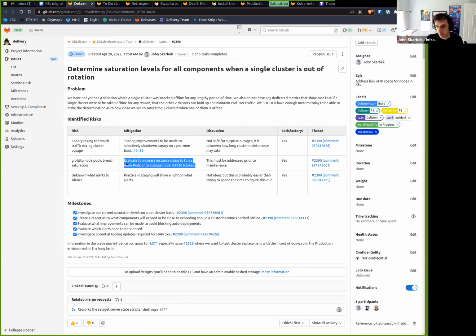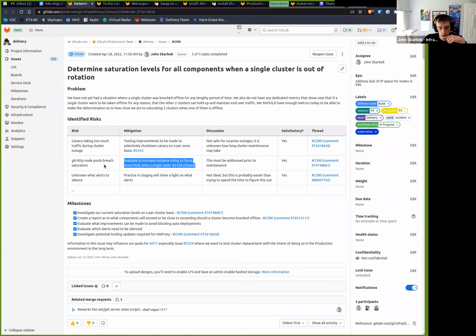So with 12% saturation across all three clusters, if I'm doing the rough math in my head correctly, we should be at about 25% saturation across two clusters when the Git HTTP pool gets removed in one of the clusters. So I'm very excited about that.